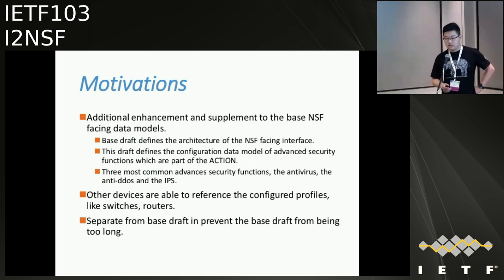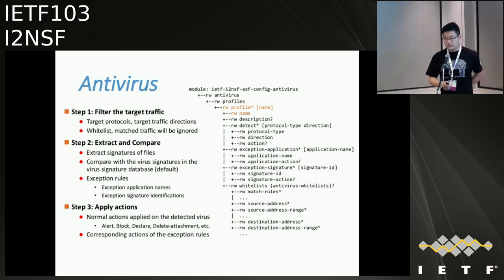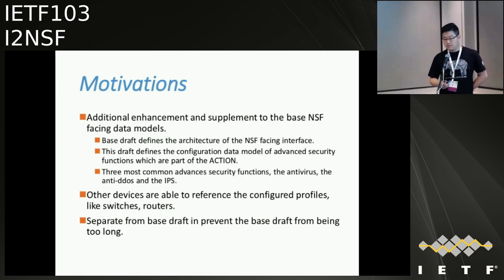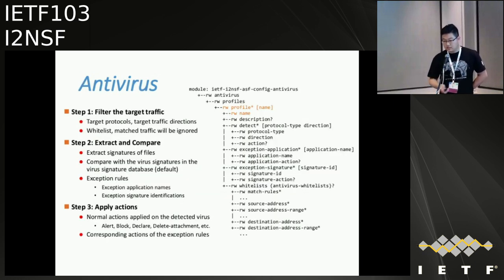The next is the antivirus. For now, we have chosen three of the most common advanced security functions in our draft: the antivirus, the anti-DDoS, and the IPS. The next is a brief of our three functions. First is the antivirus.